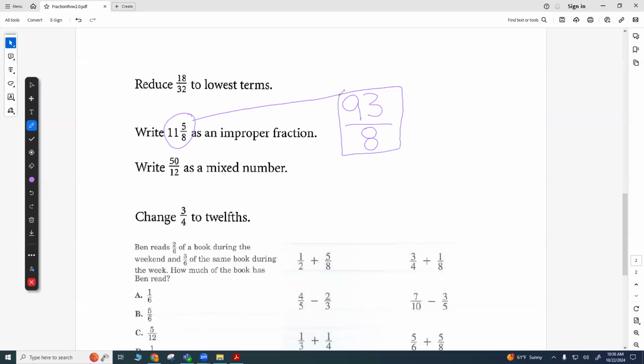Okay. And then what would 50/12 be as a mixed number? 4. Good. 4 and 1/6. So we divide 50 by 12. It goes into 12 4 times with 2 left over. And then I should reduce my 2/12 to 1/6 by dividing 2 out of both. All right. How would we change 3/4 to 12?